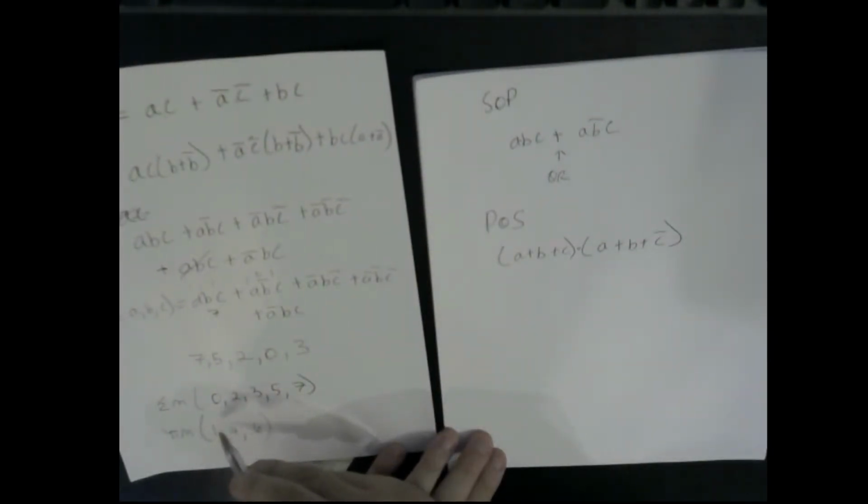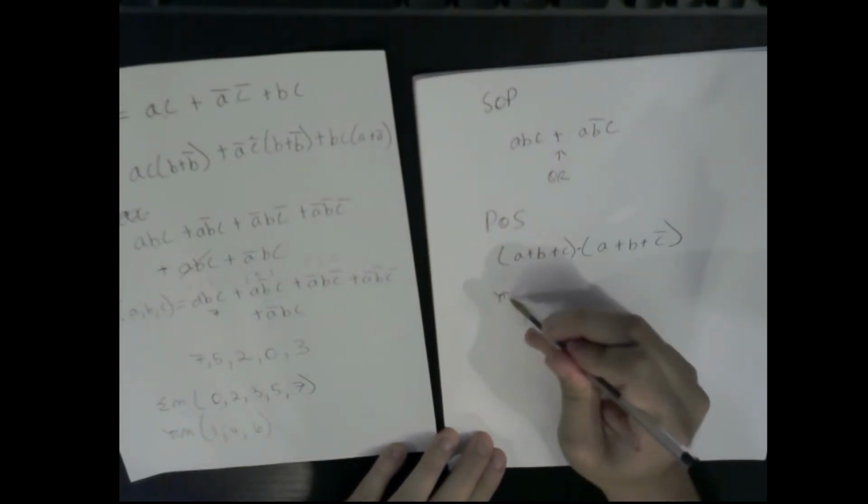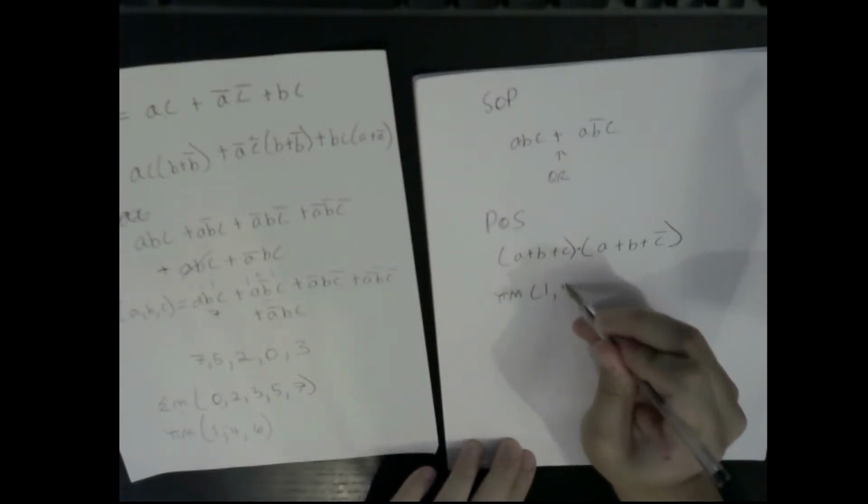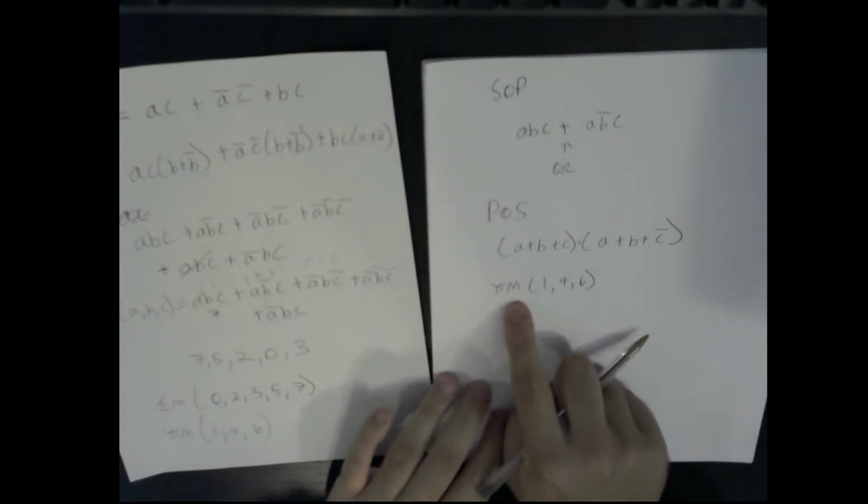So right, let's go back to what I had right here. I have some equation that says sum of max terms, and we have 1, 4, and 6, right? I want to generate the POS equation for this. Okay, so let's think about what this is telling us. This is telling me that if any of the terms 1, 4, and 6 happen in my Boolean equation, I want the output to be 0, right?